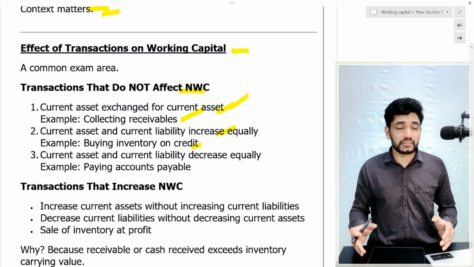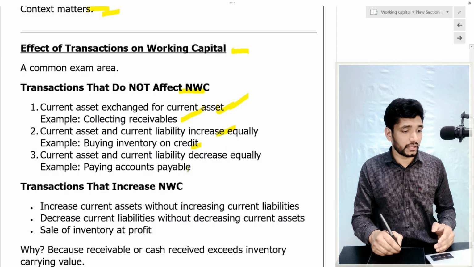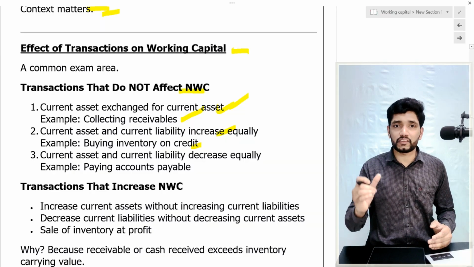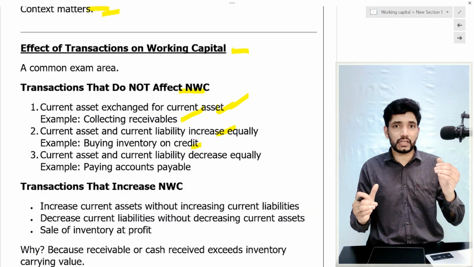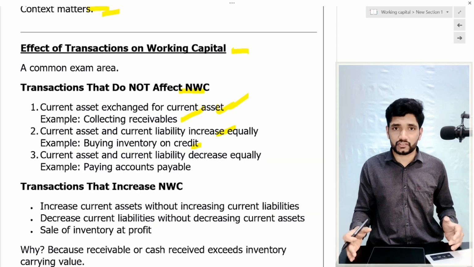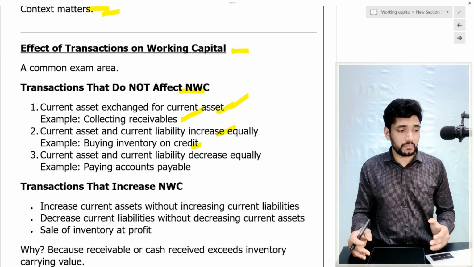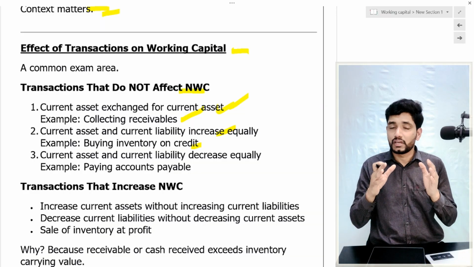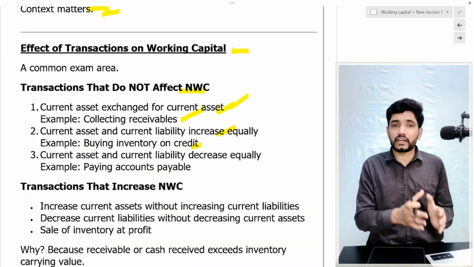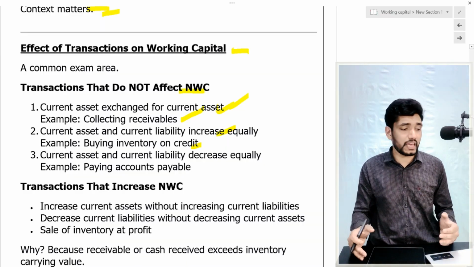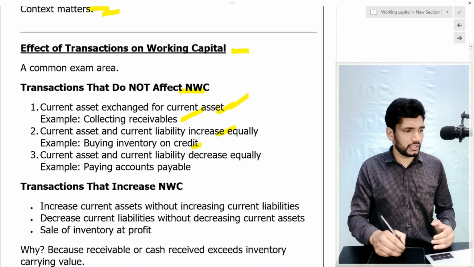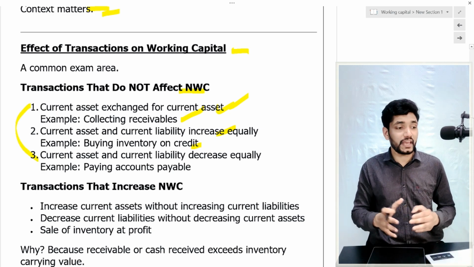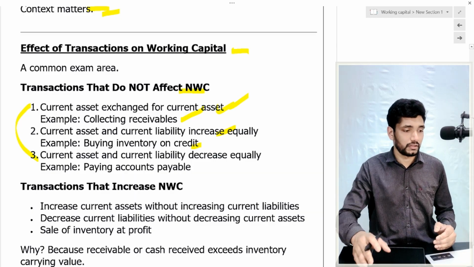Then, when current assets and current liabilities decrease equally. Suppose we pay an account payable. That means our current liability, the account payable, is reduced, and at the same time cash is also reduced. So in this transaction, paying an account payable, there is no net impact on the net working capital because both the current asset and the current liability are reduced by the same amount. So these are some examples of transactions which have no impact on the net working capital.